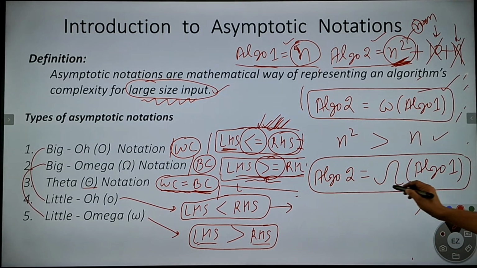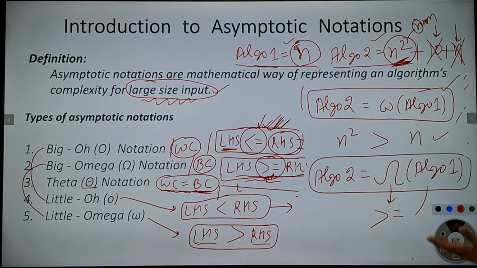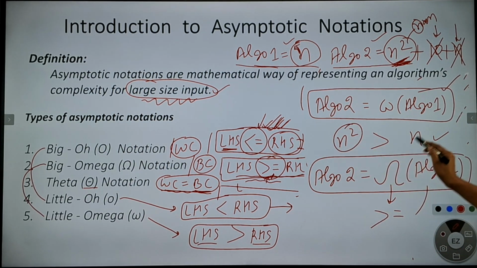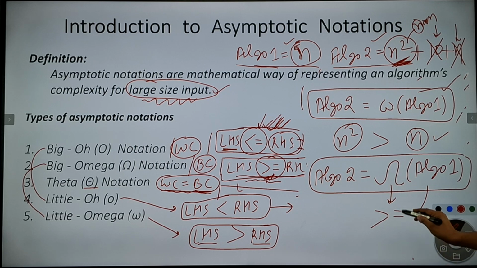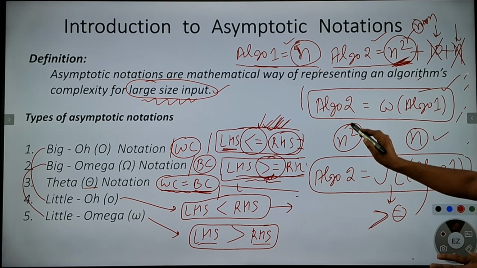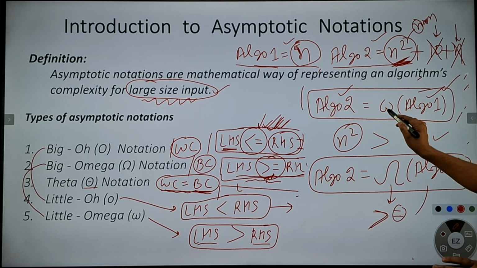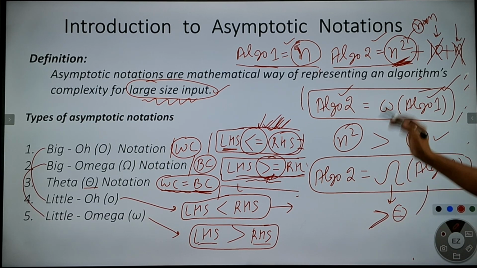Why can I write this? Because I know that big omega shows the relation greater than or equal to. Yes, this statement is right. N square is greater than n. They are not equal, but they are greater. Either one is satisfying, either greater or equal. So yes, the relationship between algorithm 2 and algorithm 1 can be represented with small omega and with big omega. Then which one to use? In this case, it's better to use the small omega.